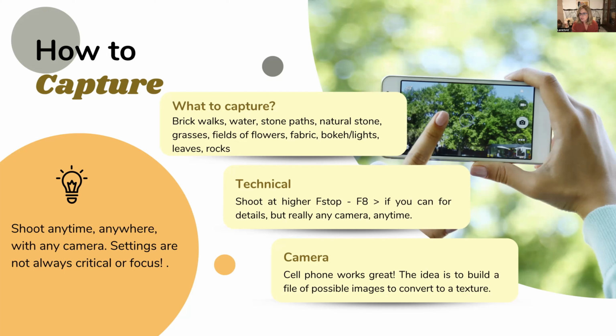But again, if you just have your cell phone, just grab some snapshots of whatever texture you find, and you can use that in your other images. Next, again, any camera is going to work. So the idea is just to build a file of textures over time that you can then convert using a program like Photoshop into a beautiful texture that you can use with any image.